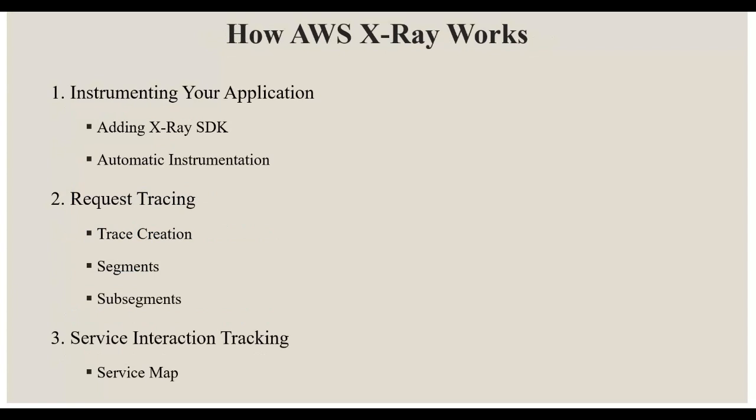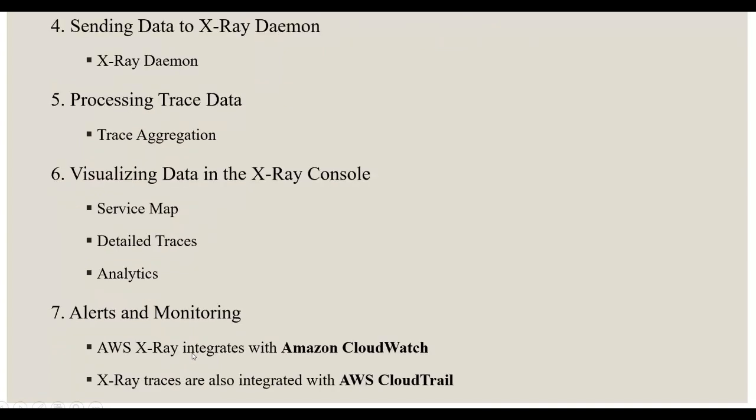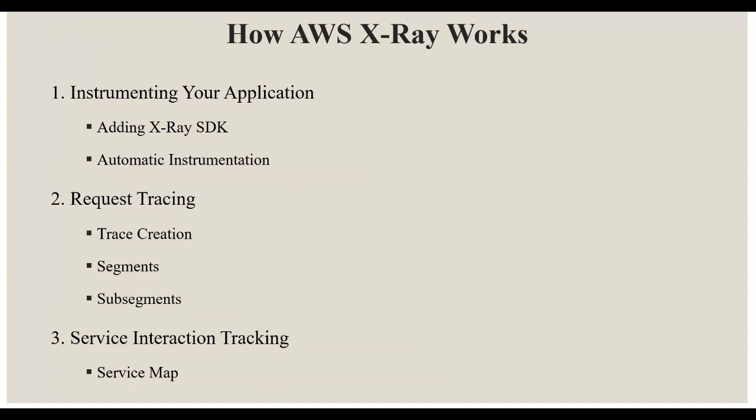So let's move and see how AWS X-Ray works. What are the steps it goes through? First, instrumenting your applications and request tracing, service interaction tracking, and sending the data to the X-Ray daemon, then processing trace data, visualizing the data in the X-Ray console, and alerts and monitoring. These are the steps in which AWS X-Ray works. So let's see one by one.